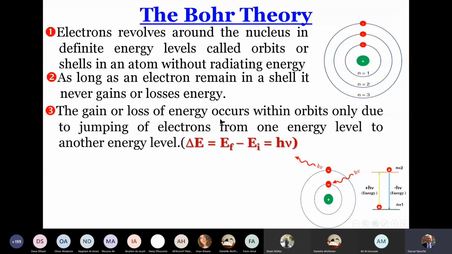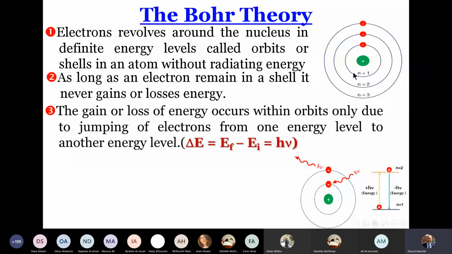The gain or loss of energy takes place within orbits only due to the jumping of electrons from one energy level to another. And as I said, if the electron is on orbit 1 and we want this electron to pass to level 2, we have to give to the atom exactly the difference of energies between level 2 and level 1.